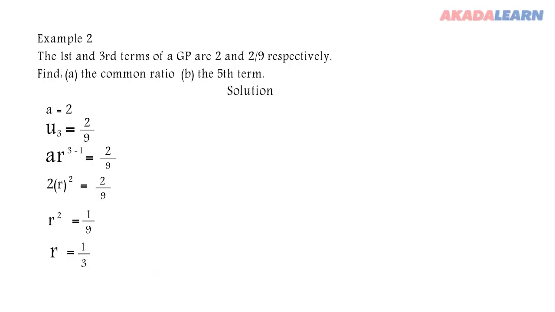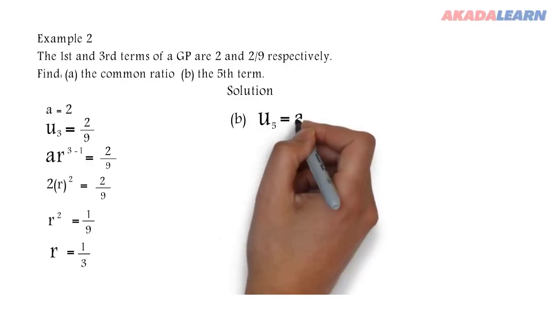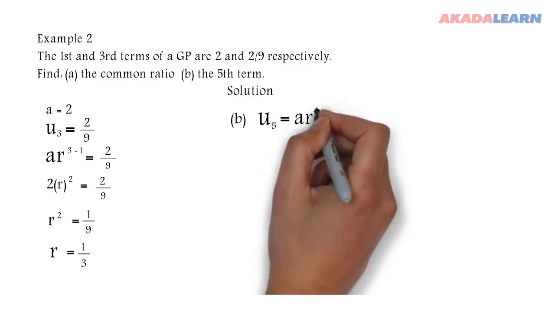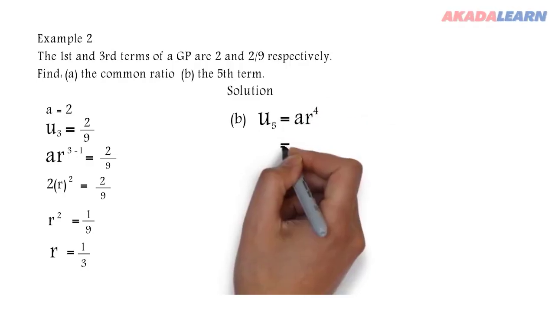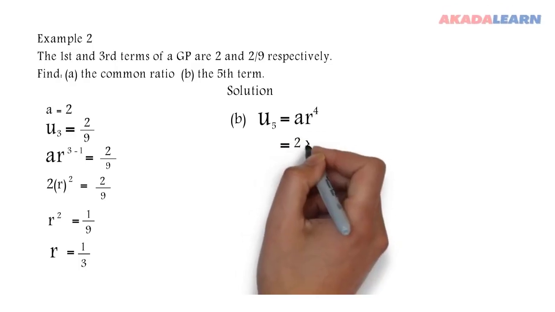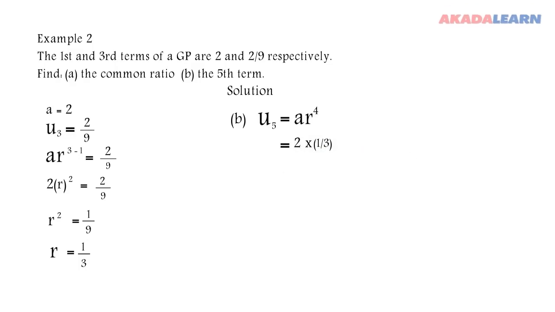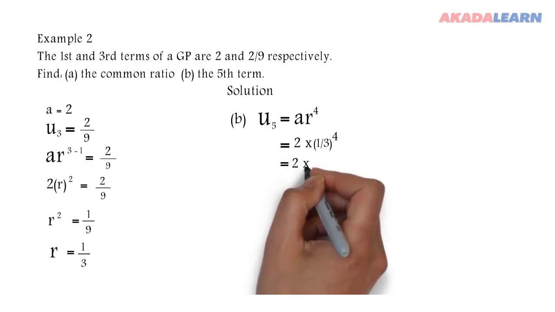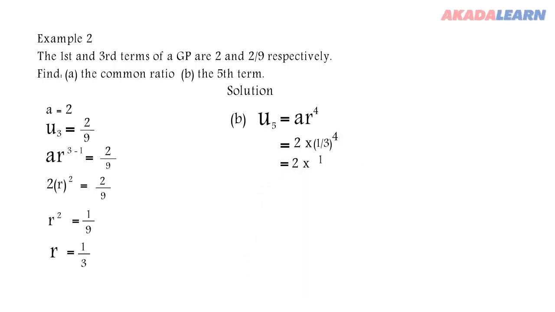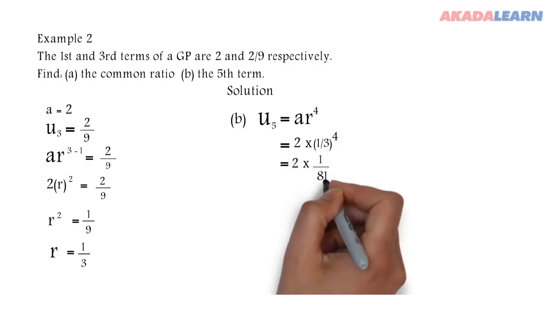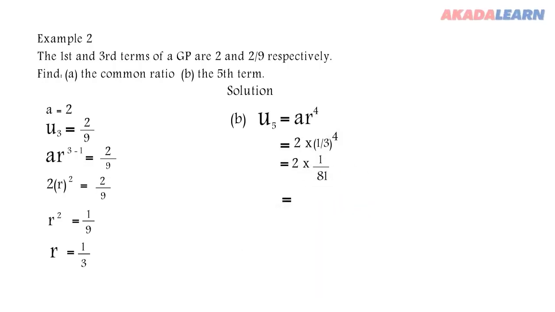Now let's go ahead to see how to get the 5th term. So our u subscript 5 will be equal to ar raised to power 4. I hope you know where the 4 is coming from. That is 5 minus 1. So our a, which is first term, is 2 times our r, 1/3, raised to the power of 4. So let's simplify further now. So we have 2 times 1 raised to power of 4, 1/3 raised to power of 4 is 1/81. So finally we have 2 times 1/81, which is 2/81. So the 5th term is 2/81.